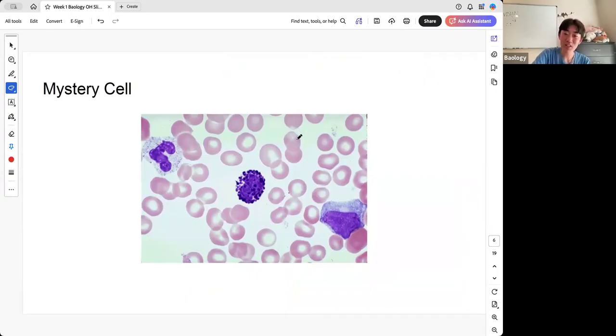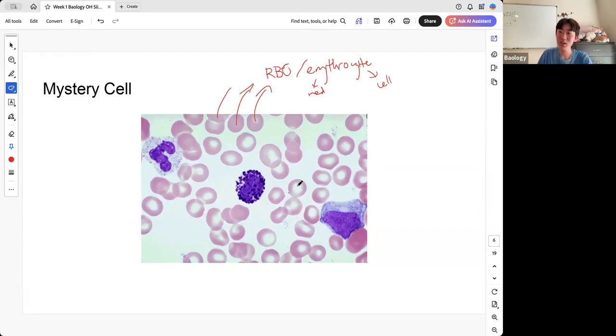So, first of all, just say in the chat if you know what this cell is. These cells. People are saying RBC. That is correct. These weird disc-shaped cells are called RBCs, or red blood cell slash erythrocyte. And this is because erythro means red and cyte means cell. So it's the same thing. So red cell.